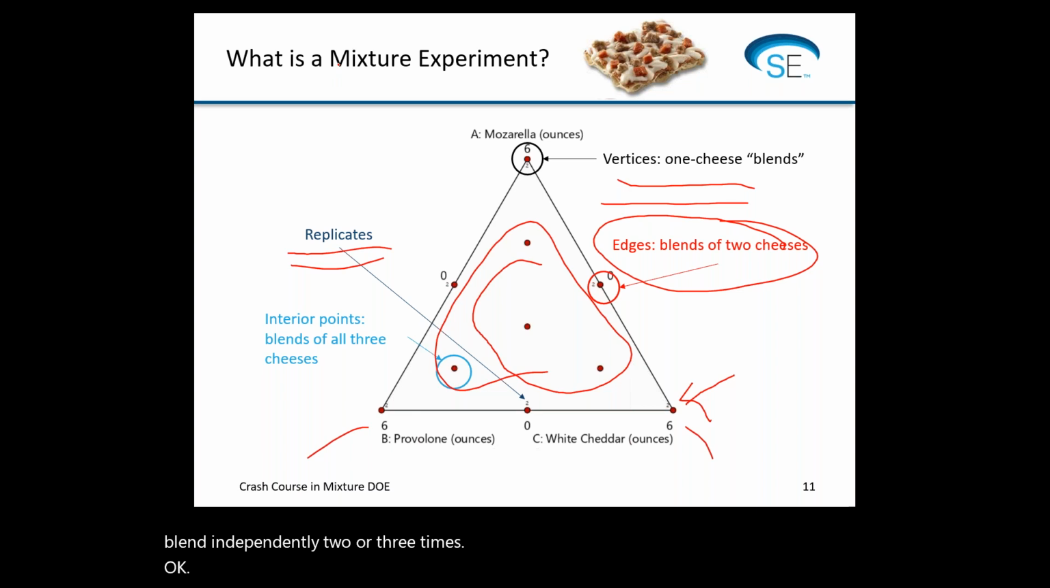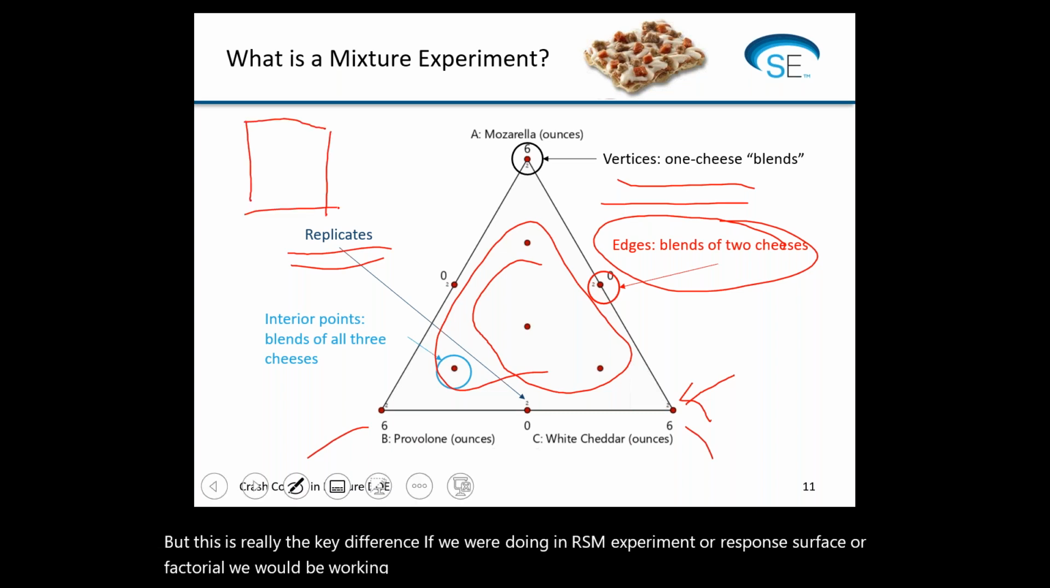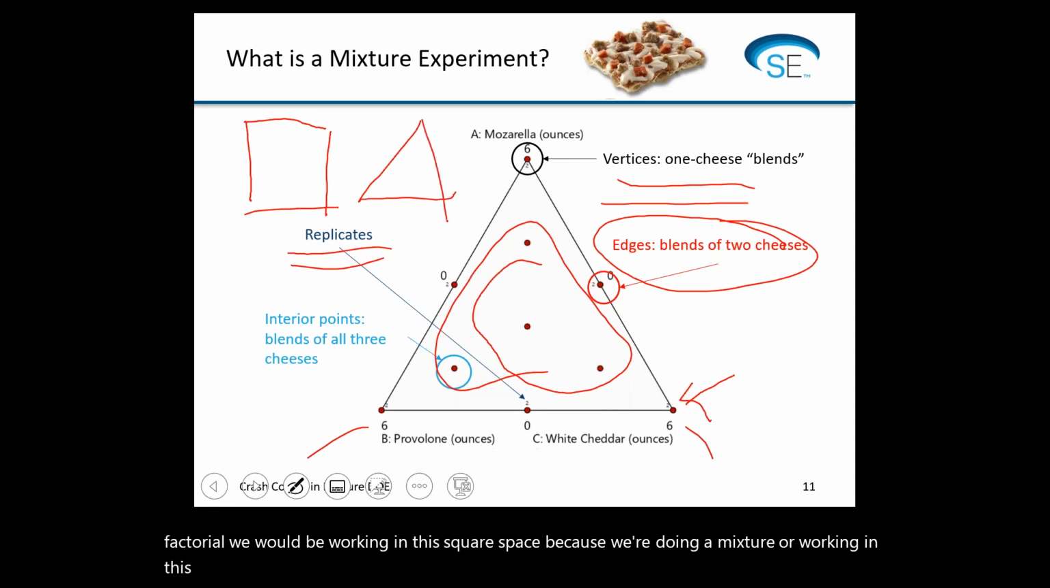All right, so hopefully that's clear. But this is really the key difference. If we were doing an RSM experiment, a response surface, or a factorial, we would be working in this square space. Because we're doing a mixture, we're working in this triangular space here.